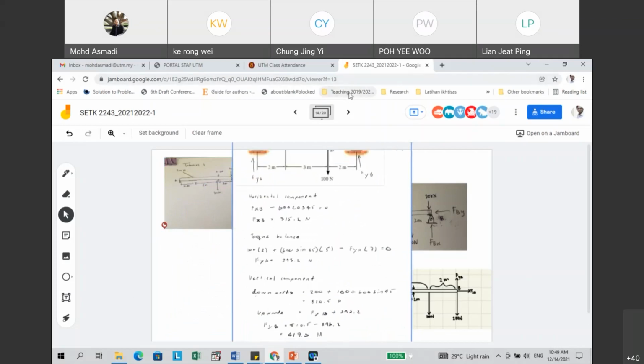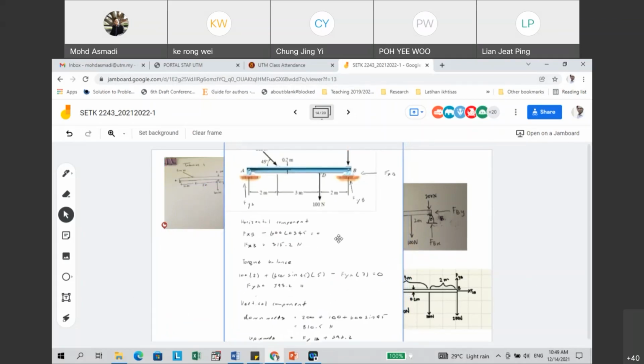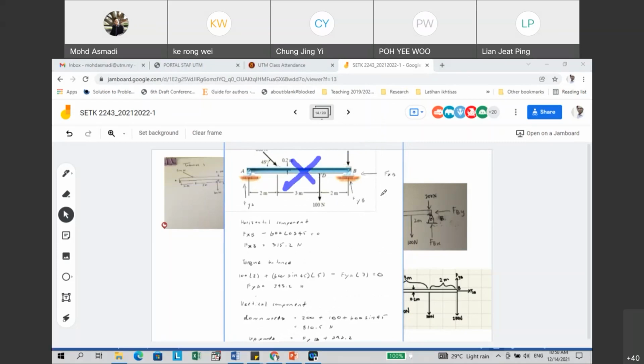Okay, so let's see this one. Okay, one example. It's a free body diagram. Why didn't you draw this one? I think this one is wrong. Okay, so you should redraw again. Okay, redraw. So you should redraw.